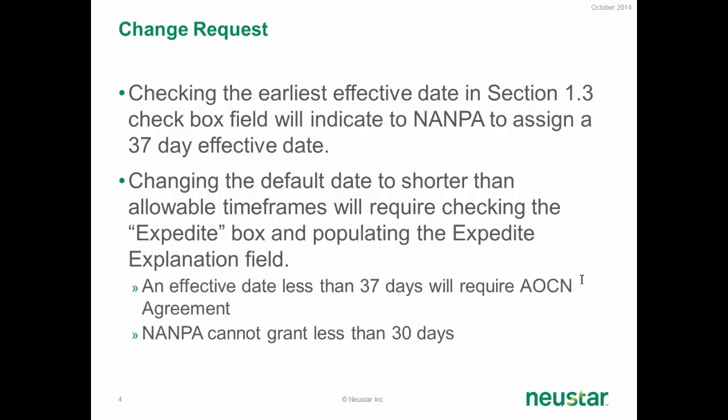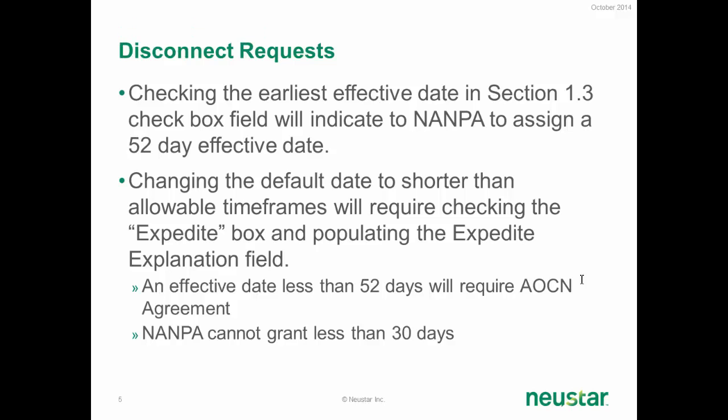For a change request, checking the earliest effective date in Section 1.3 checkbox field will indicate to NAMPA to assign a 37-day effective date. Changing the default date to shorter than the allowable timeframes will require checking the expedite box and populating the expedite explanation field. An effective date less than 37 days will require AOCN agreement. NAMPA cannot grant less than 30 days.